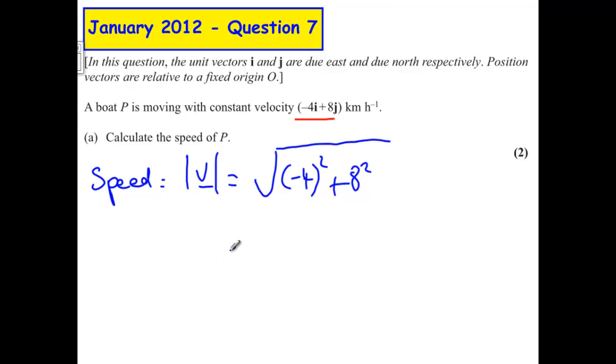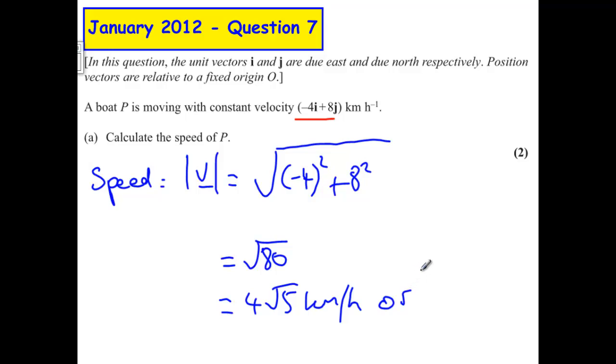Now if you were to write this, that works out as square root of 80, which you can either write as 4 root 5 kilometers per hour, or if you were to work it out with a calculator and round it to 3 significant figures, it would be 8.94 kilometers per hour. So that there is the speed from the velocity vector minus 4i plus 8j.